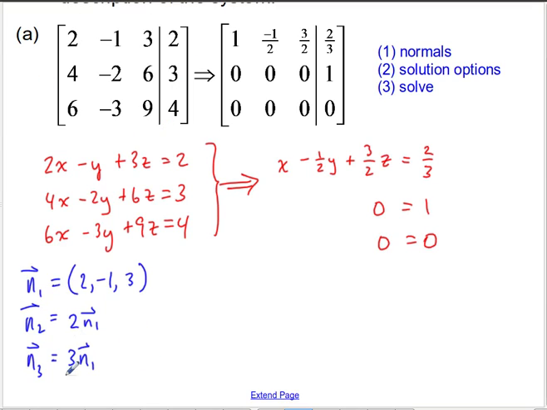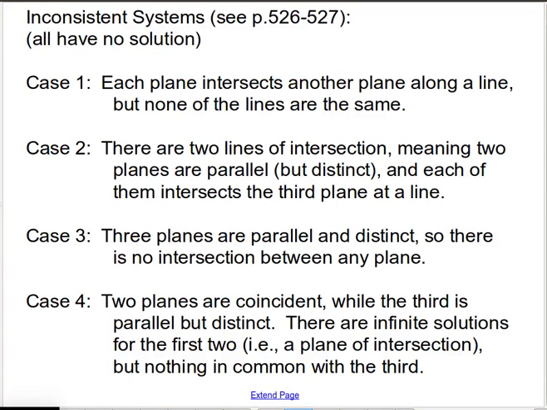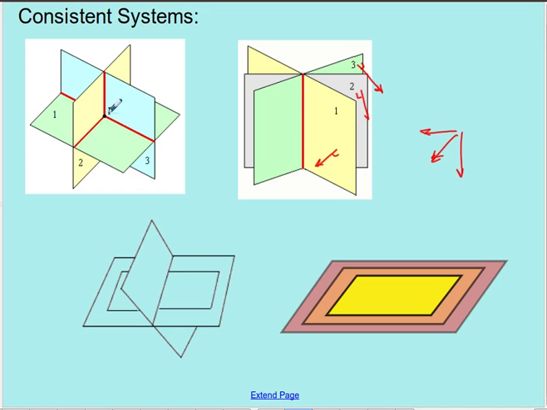So I've got my three normals are parallel, which means that I've got some options for how my planes look. What are my solutions going to look like? Well, parallel excludes this one, excludes this one, excludes this one. Because the three normals are parallel, I could have this one, so I could have infinite solutions.